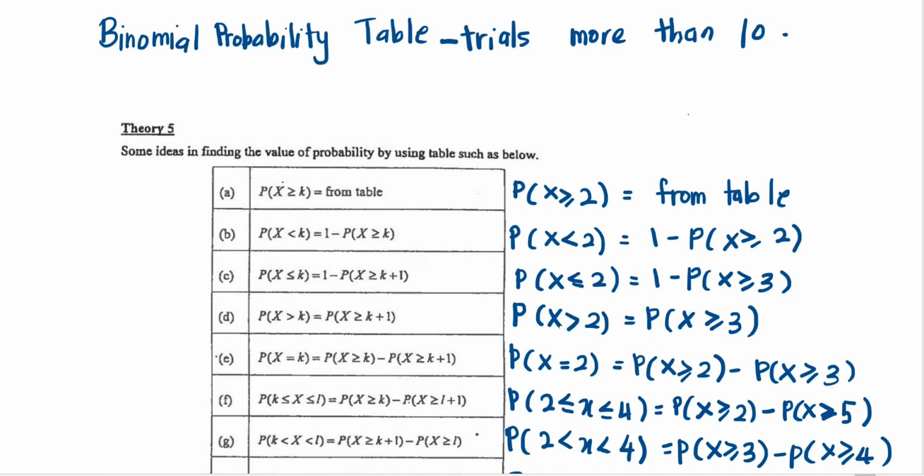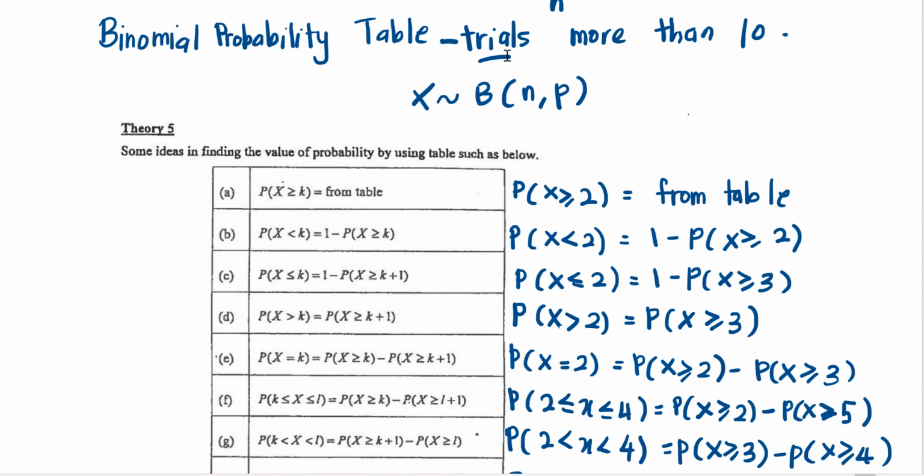Today we are going to proceed on the binomial probability. This binomial probability table, we usually use for trials more than 10. What is trials? The trial is the n. So we have the binomial distribution, in which we have n number of trials and p, the probability of success.